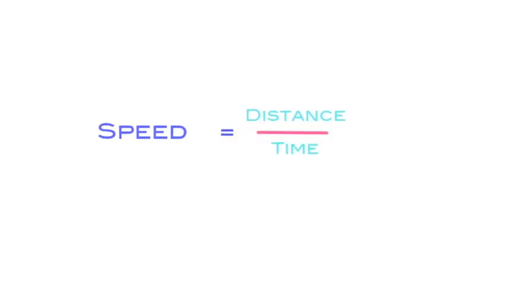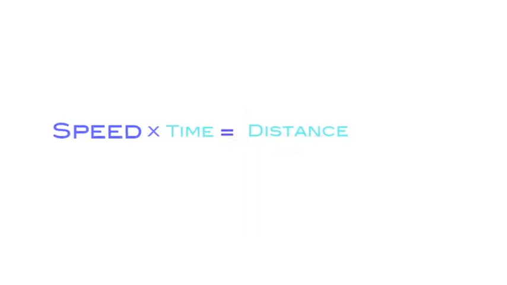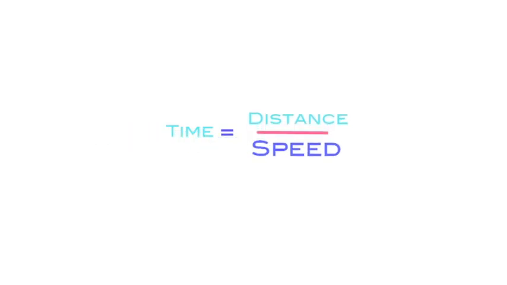If we slide the time from the divide by position across the equal sign into the multiply by position, we'll see that speed multiplied by time is equal to distance. So the speed you're travelling at multiplied by the time you travelled for is equal to the distance you travelled. And next, if we slide the speed from the multiply by position across the equal sign to the divide by position down at the bottom, we can see that time is equal to distance divided by speed.